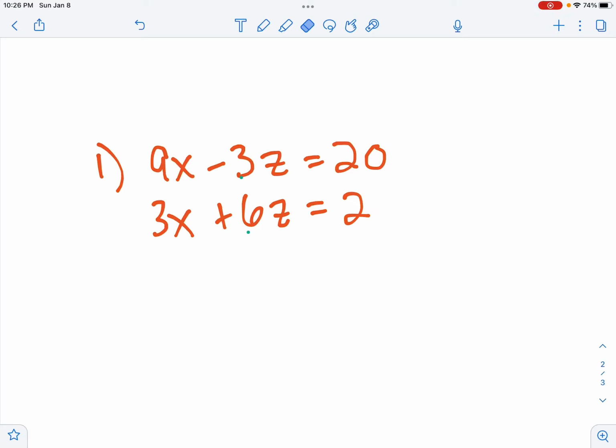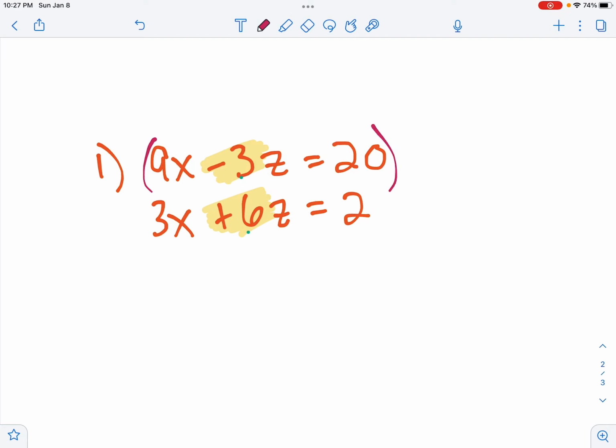So if I look at my z's, I have a -3 and a 6. So I need to think about what do I multiply in order to get opposite signs and the same number. Well, they already have opposite signs. So I'm going to multiply to get the same number. 3 times 2 gives me 6. So I'm going to multiply this entire top equation by 2. Remember to multiply every single thing on top by 2 in order to keep the equation the same and just manipulate it instead of changing the equation.